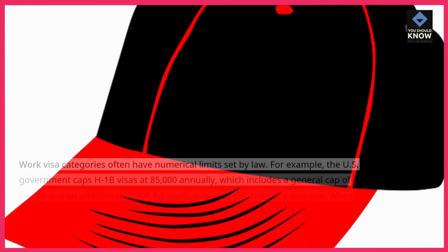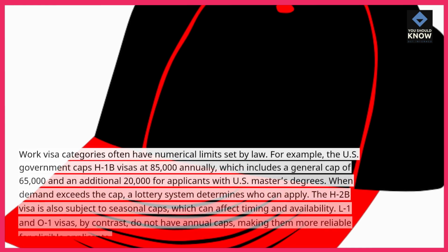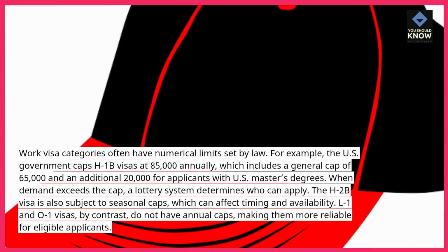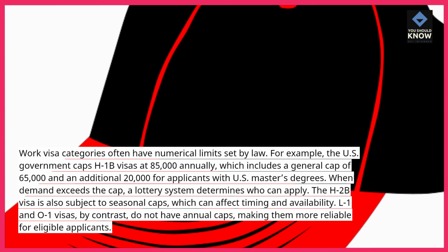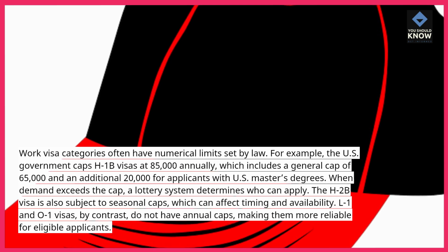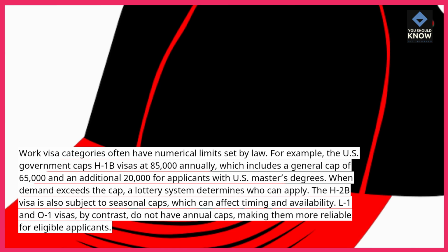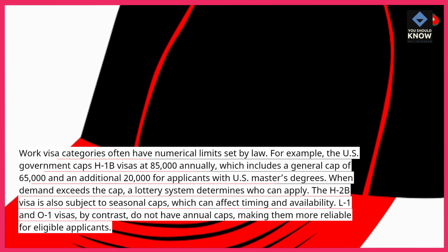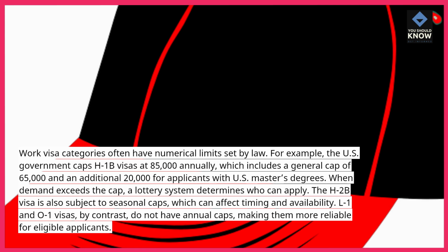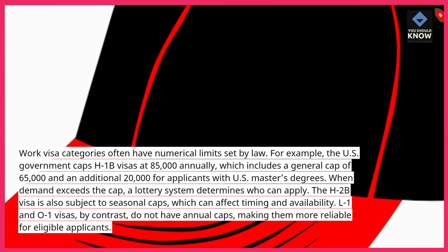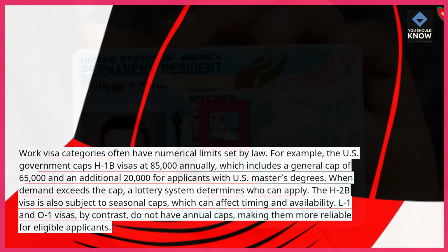5. Quotas and caps. Work visa categories often have numerical limits set by law. For example, the U.S. government caps H-1B visas at 85,000 annually, which includes a general cap of 65,000 and an additional 20,000 for applicants with U.S. master's degrees. When demand exceeds the cap, a lottery system determines who can apply. The H-2B visa is also subject to seasonal caps, which can affect timing and availability. L-1 and O-1 visas, by contrast, do not have annual caps, making them more reliable for eligible applicants.